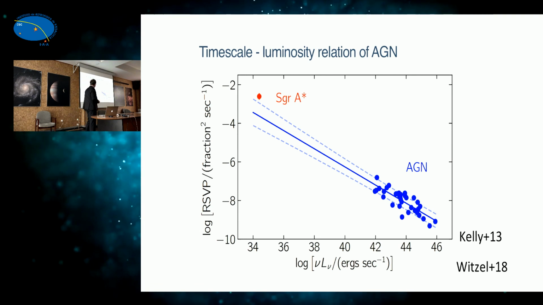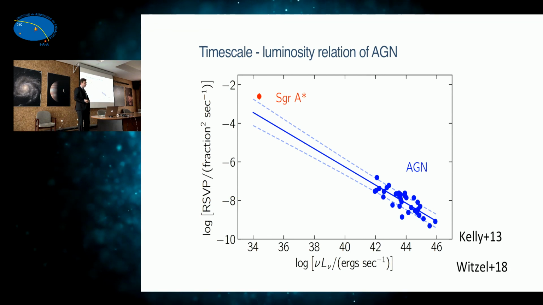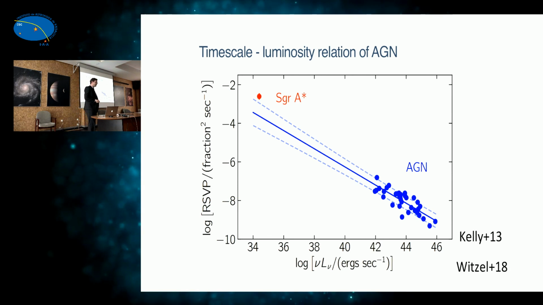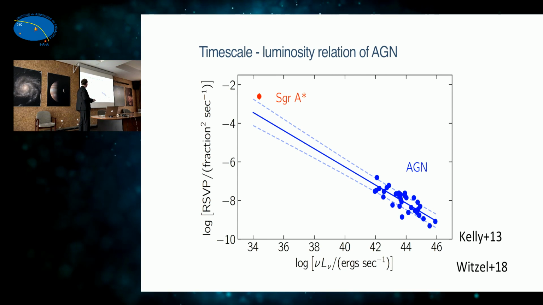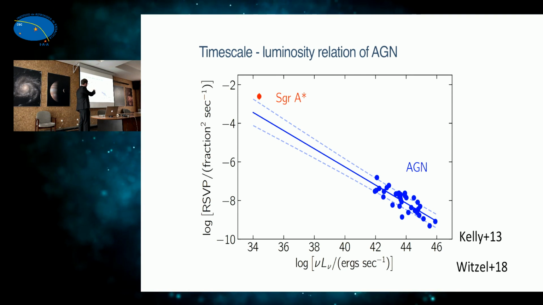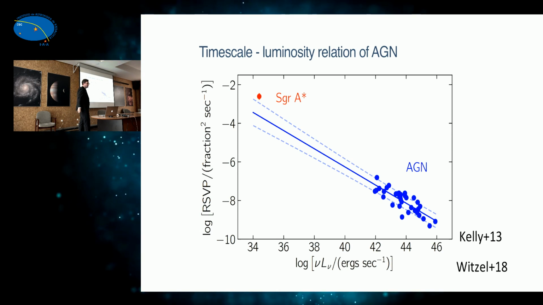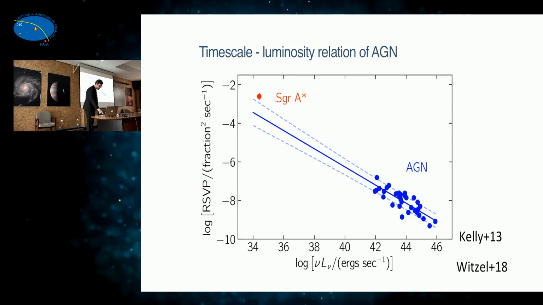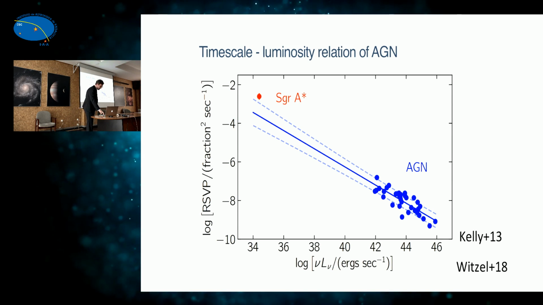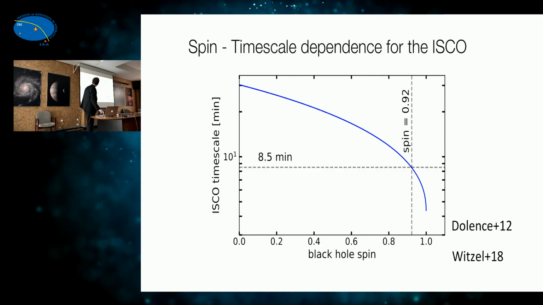If this is meaningful, or if this is tracing a more fundamental relation between break time scales and the luminosity, I cannot really say. It's just one point, and many orders of magnitude are covered here. But I think it's an interesting point in the comparison with AGN.